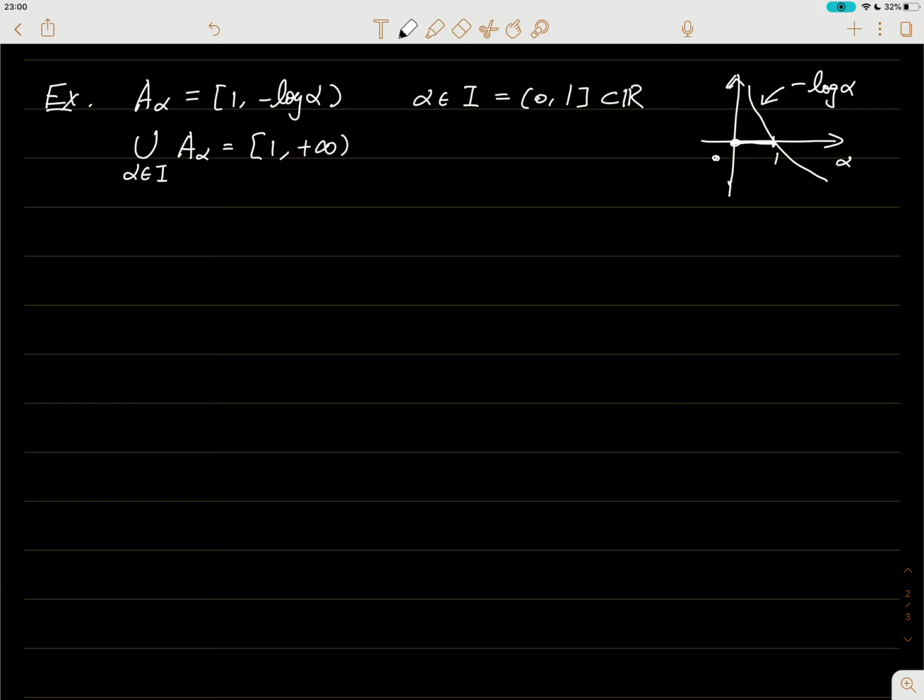And on the other hand, if I take the intersection of them, then I know that the negative log alpha is any number from 1, including 1, to positive infinity. So I take the intersection of them, I will just get 1 itself. So it's a set that contains 1 only.